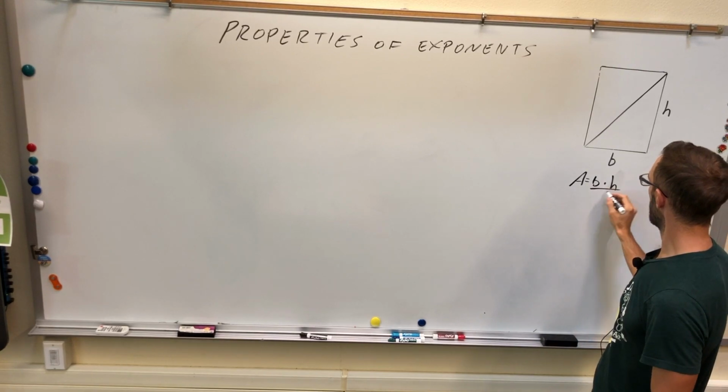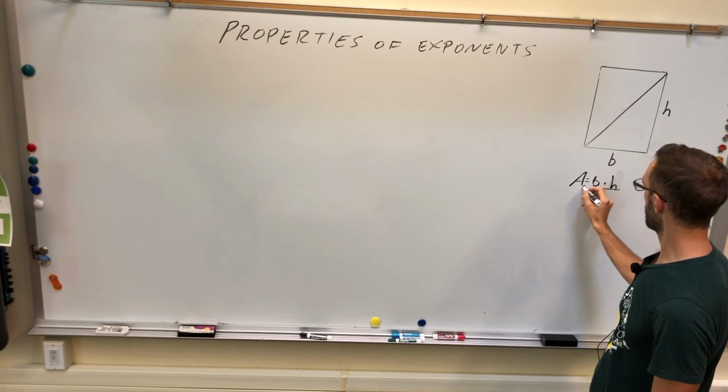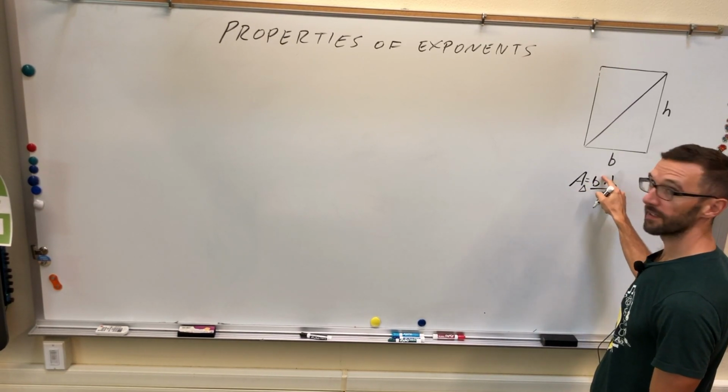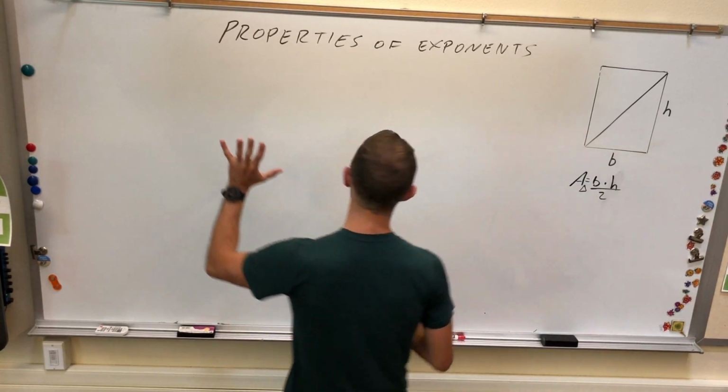So that's where it comes from. So the area of a triangle is base times height divided by 2. So the area of a triangle equals base times height divided by 2. There you go. So we're going to make a triangle, and I'm going to put it over here.